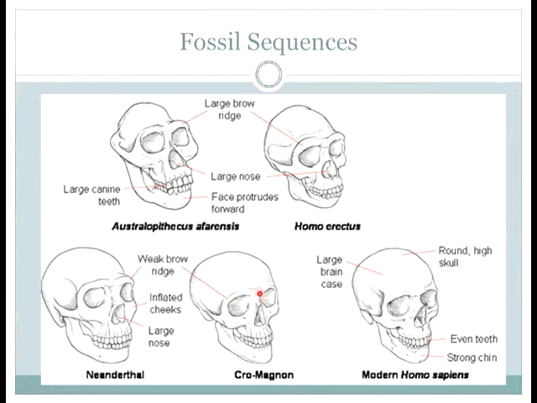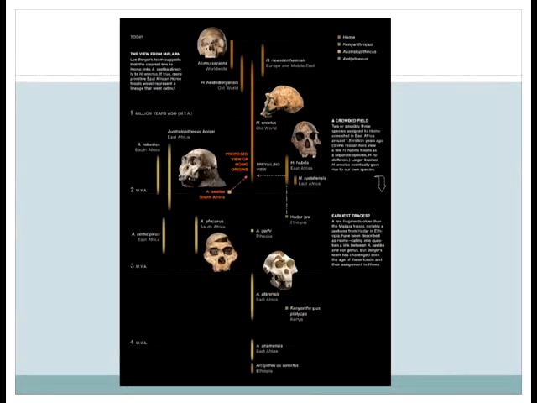Then we get to Cro-Magnon and modern Homo sapiens, modern humans. We have a very large brain case, much larger than Homo erectus and Australopithecus. We have a flat forehead, very little brow ridge. Face is flat, it doesn't protrude. Chin is much stronger than it is in these species. So these are all very different species. These are not just variations of apes or humans. There's a sequence here, there's a progression here.